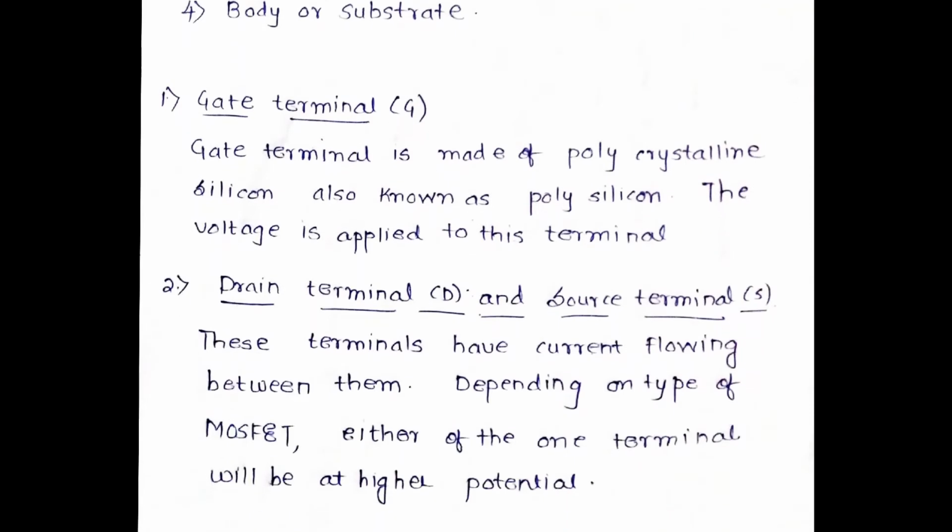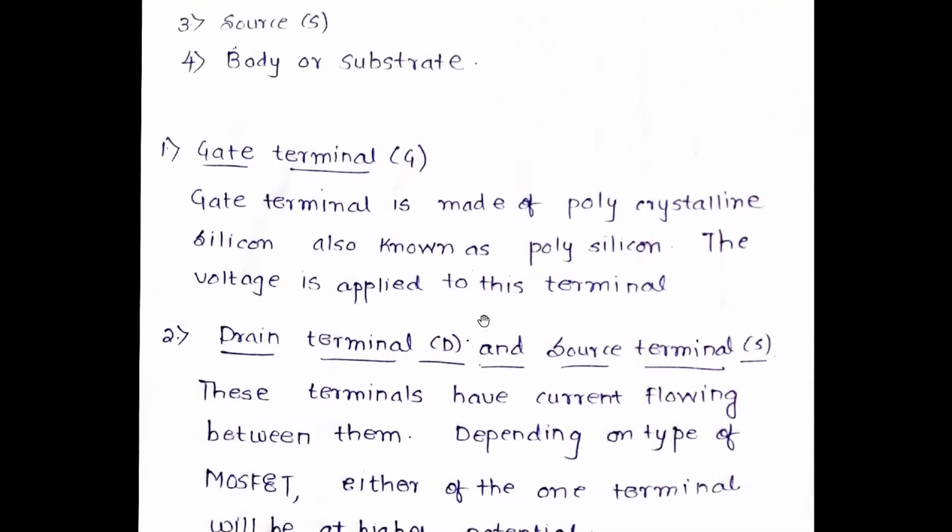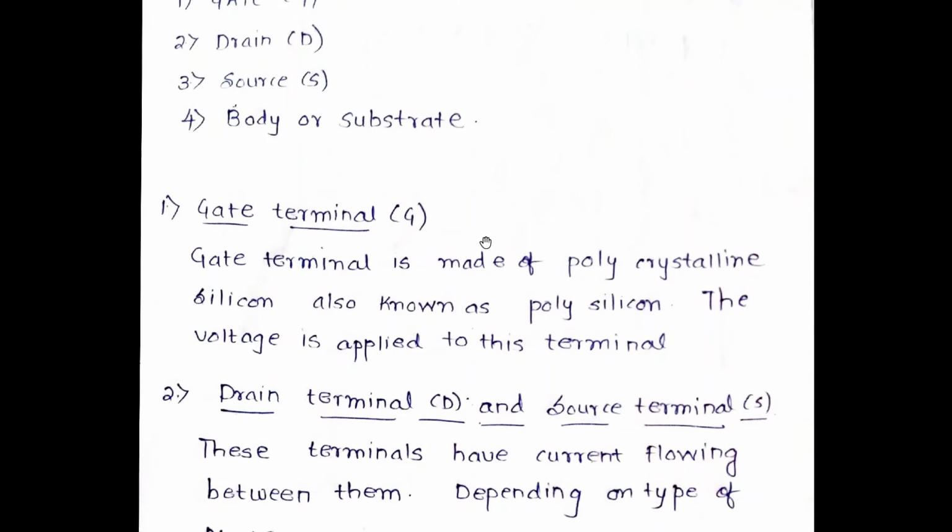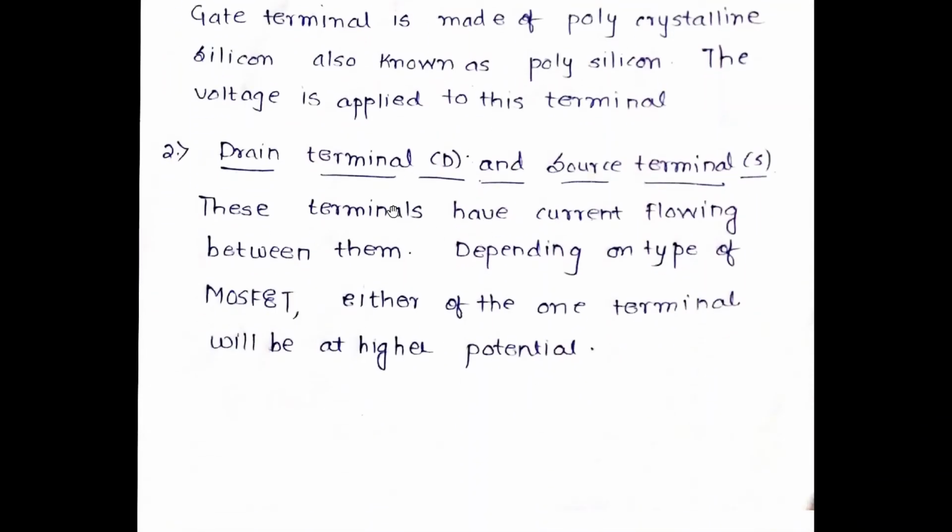Basically, simply some lines about each terminal. The gate terminal is made of polycrystalline silicon, also known as polysilicon. The voltage is applied to this gate terminal. Then we have the drain and the source terminal, which are the second and the third terminals. Basically, these terminals have the current flowing between them.